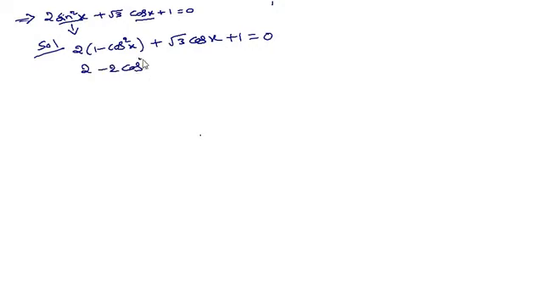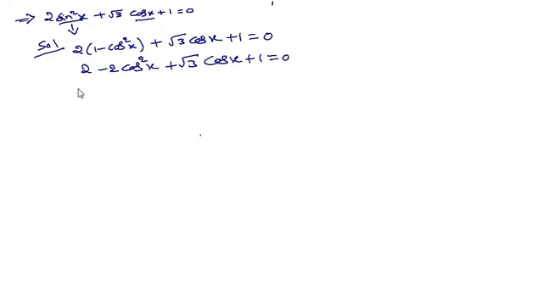Here it is sine, it is cos. If you can convert this one into cos, then it will be very easy for us to solve. Let us solve this problem. We can write this as 2 times 1 minus cos square x plus root 3 times cos x plus 1 equals to 0. Now you can write this as 2 minus 2 cos square x plus root 3 cos x plus 1 equals to 0.